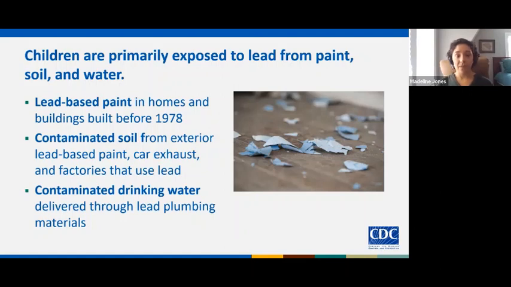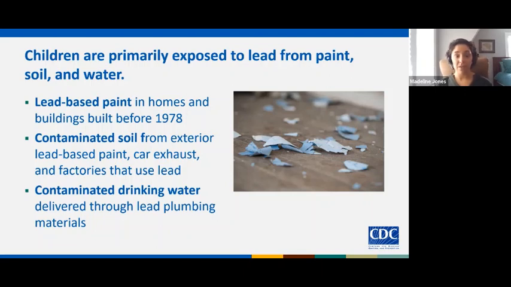Children are primarily exposed to lead from lead-based paint, lead-contaminated soil, and lead-contaminated drinking water. So lead-based paint was banned for residential use in 1978, and most homes built before this time likely still have some lead paint in them. When the paint cracks and peels, it makes lead paint chips and dust, and children can be exposed to lead when they swallow or breathe them in.